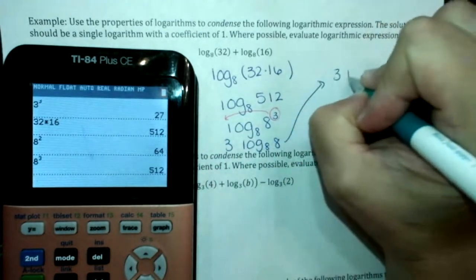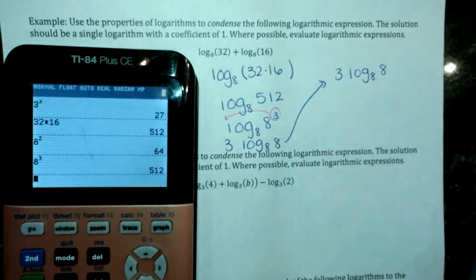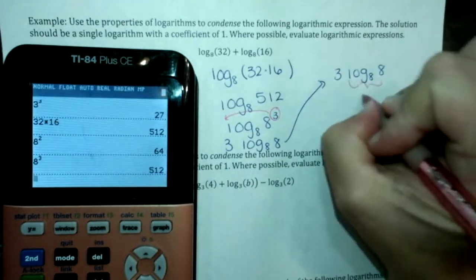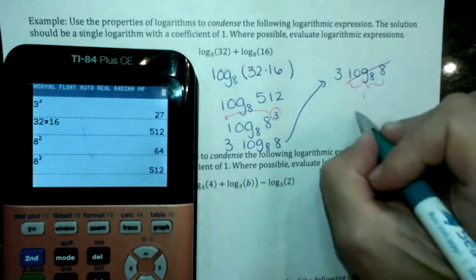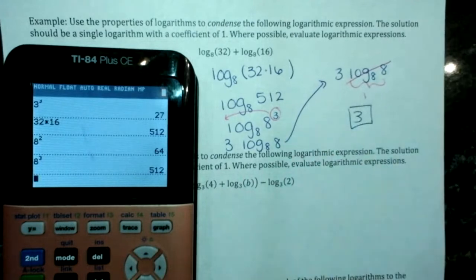I'm going to come up here. 3 times log base 8 of 8. We know log base 8 of 8 is just 1. So it's really 3 times 1, which is 3.